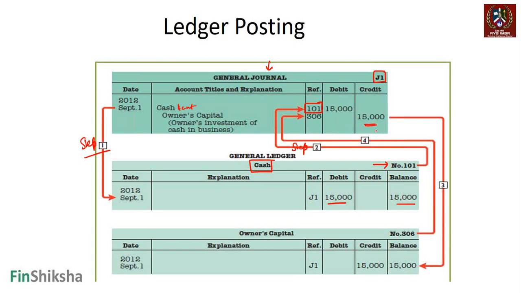Step 3, this 15,000 goes and puts in another account called owner's capital, where you credit 15,000, J1 being the reference. Same journal, remember. The same journal entry will have two entries in the ledger at this point. So the balance is 15,000 here, and then the 306, which is step 4, goes and sits here. So you know that owner's capital is account number 306 and cash is account number 101. And these are usually system generated account numbers, you don't need to put those numbers in.